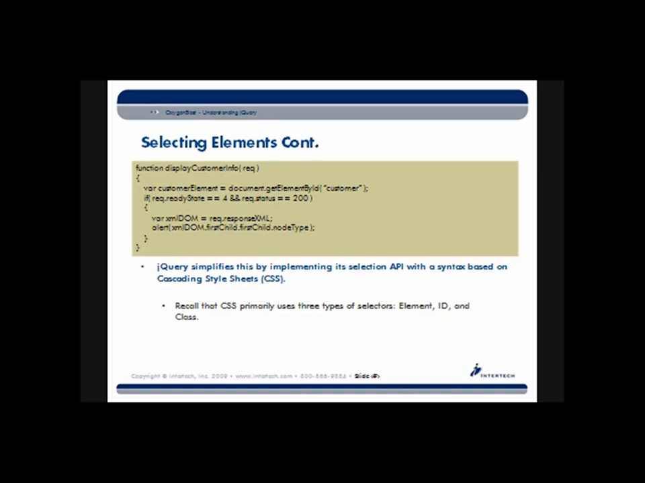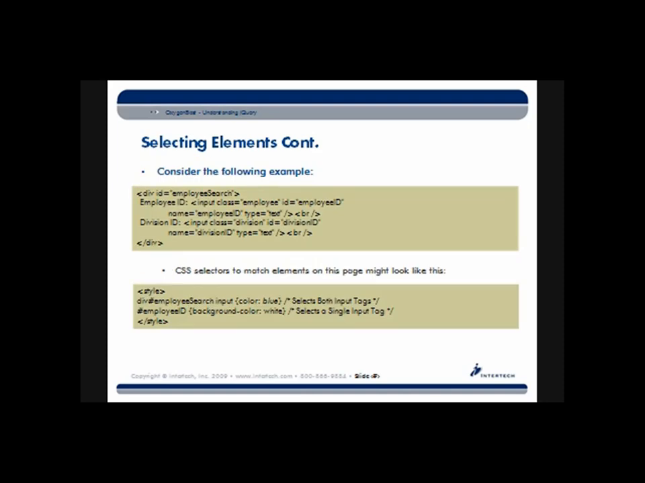Now jQuery simplifies this syntax by implementing a syntax that's based on cascading style sheets, so CSS. If you've used CSS before, you should remember that there's really three main types of selectors that you're going to look for: elements, IDs, and class. So consider the following example. I have a div here, and the ID for the div is employeeSearch, and below that I have two different input tags, one with an ID of employeeID and divisionID, so a real simple HTML snippet.